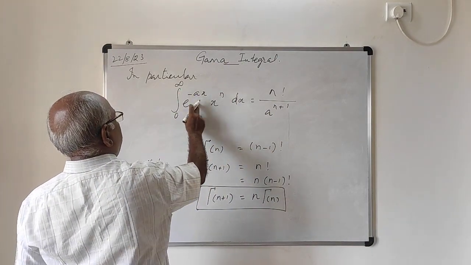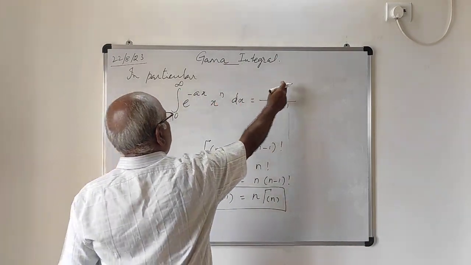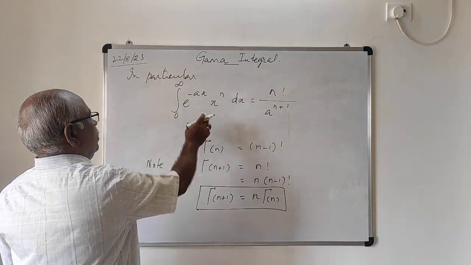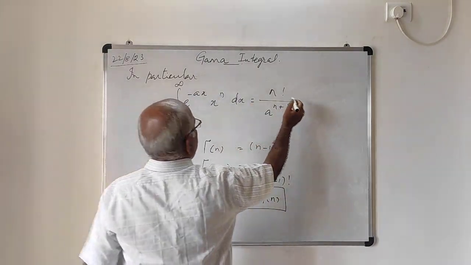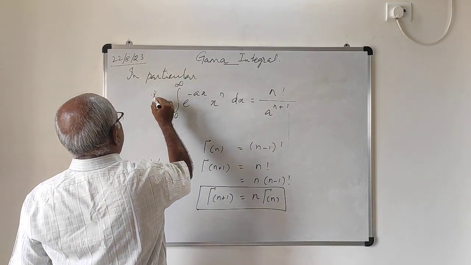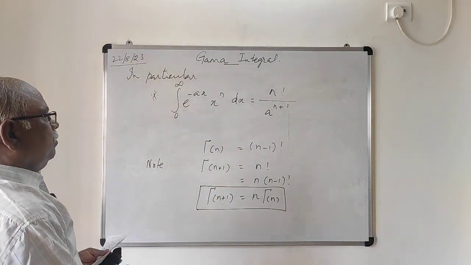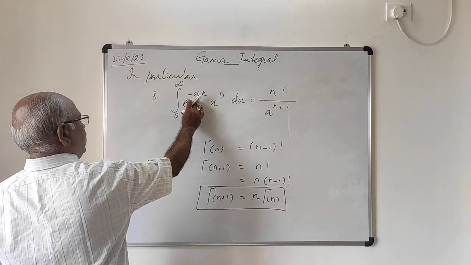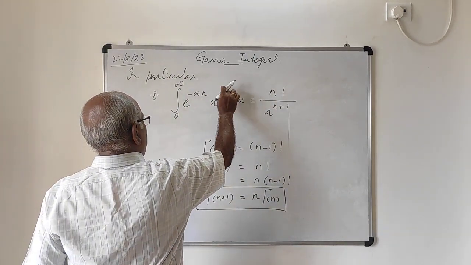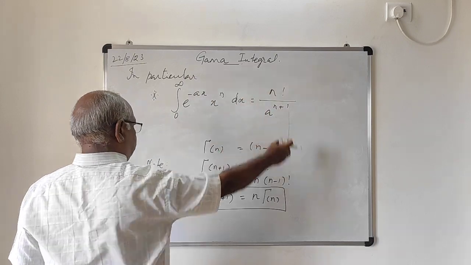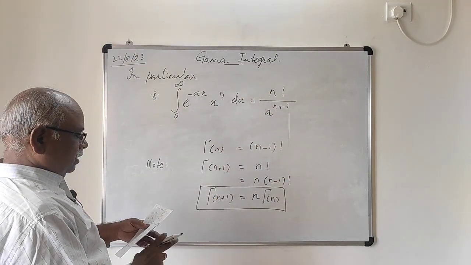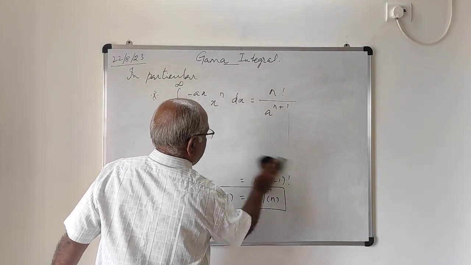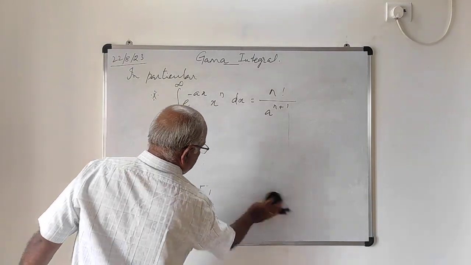The integral 0 to infinity e power minus ax into x power n dx is n factorial by a power n plus 1. It is derived by using this gamma integral, and it is also an important result. We are deducing this result from this expression. Using this result, we are going to solve some problems in the exercise given in your textbook.